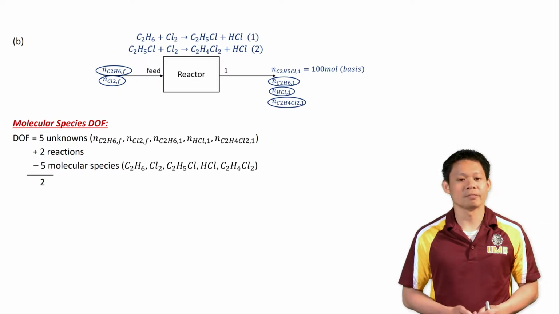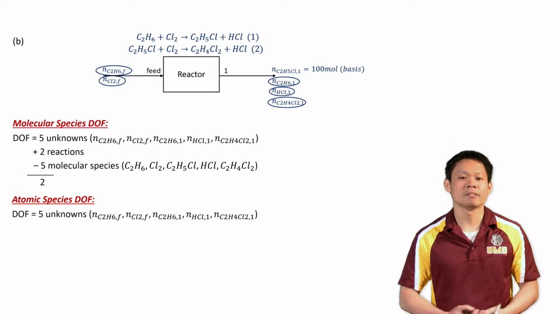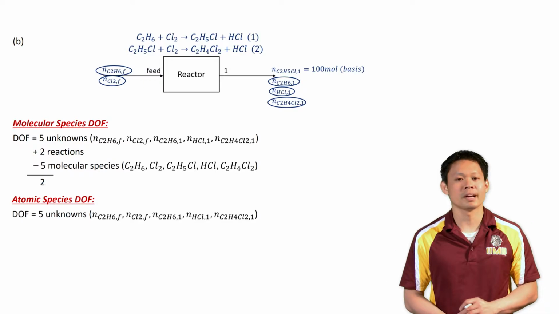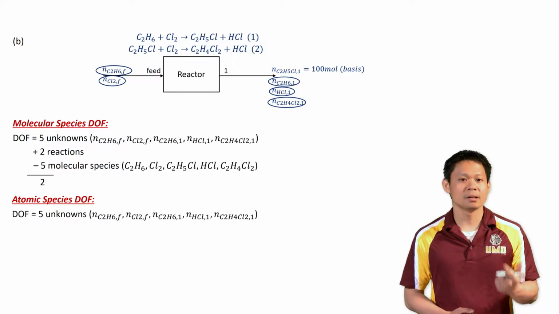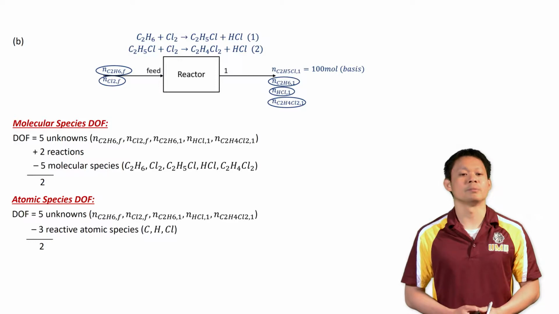So let's double check this with our atomic species degree of freedom. In terms of atomic species, we have the same 5 unknowns. We don't add any reaction. In terms of the number of atomic species that are reactive, we have 3. We have carbon, hydrogen, and chlorine. And that's all we have. We end up with a degree of freedom of 2.